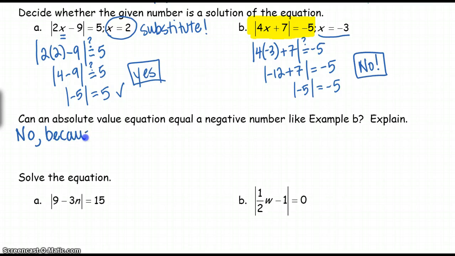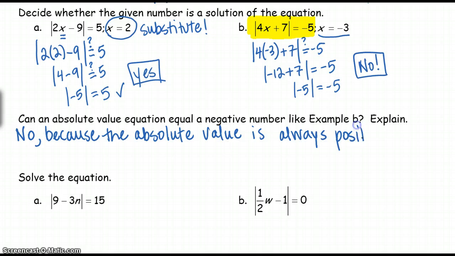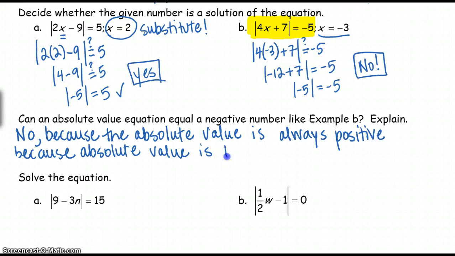Because the absolute value is always positive. And that's an okay answer. Let's say why. It's always positive because, like we talked about at the top, absolute value is the distance away from 0 on a number line.